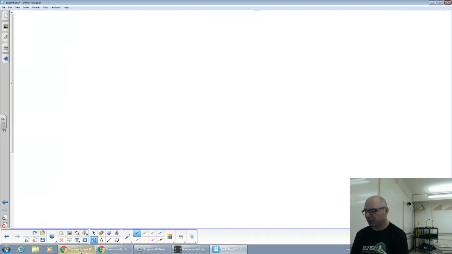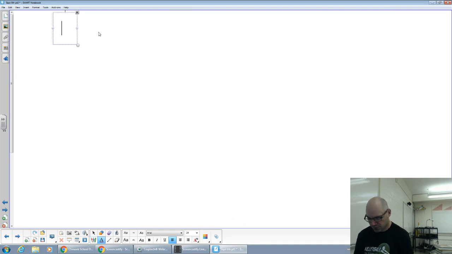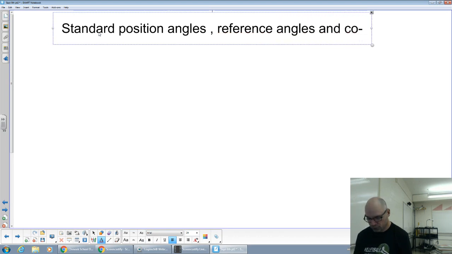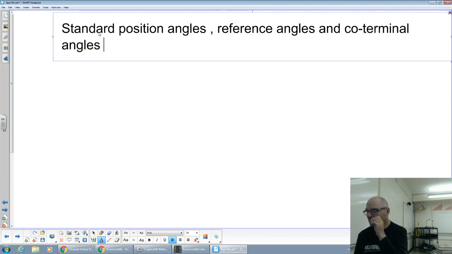Okay, so let's look at objective number 2 here. And that's standard position, I guess, and reference angles, and coterminal. Okay, so that's what we're going to look at.